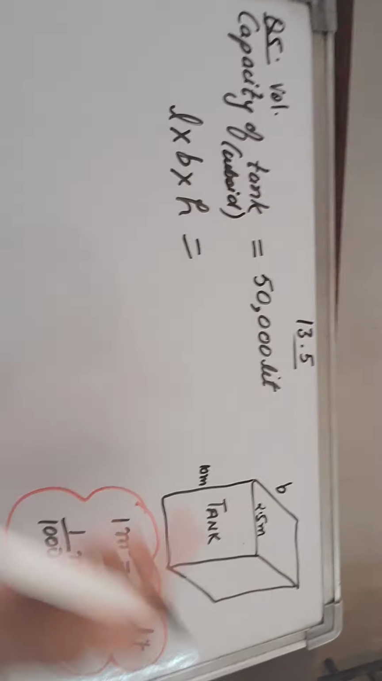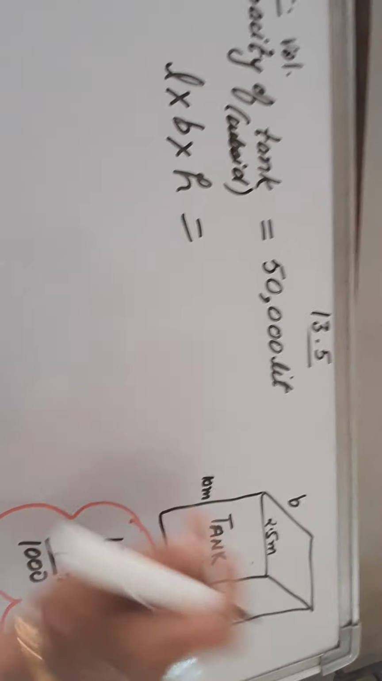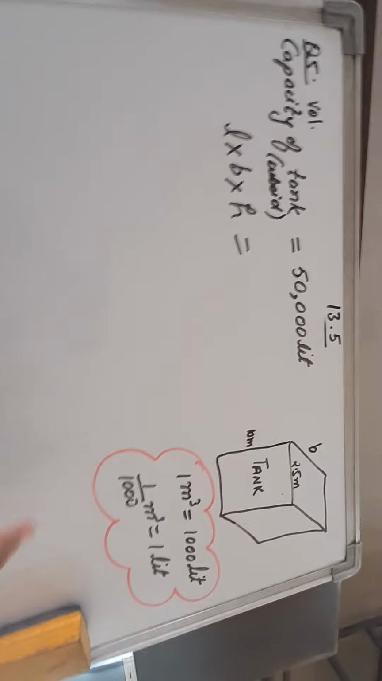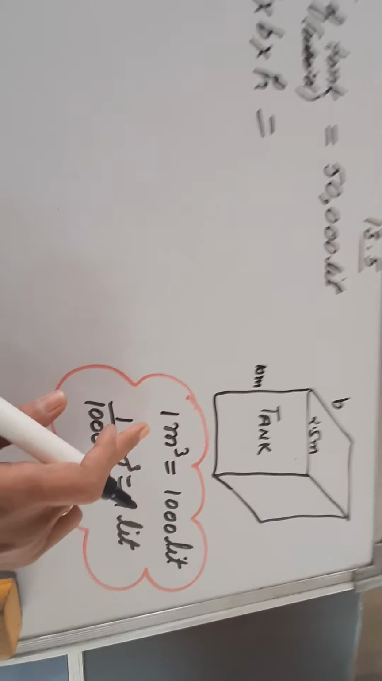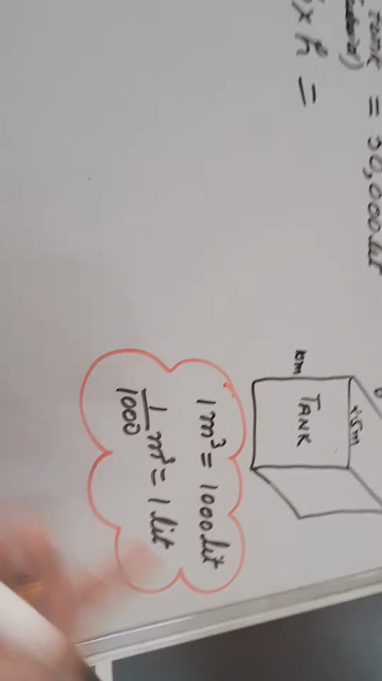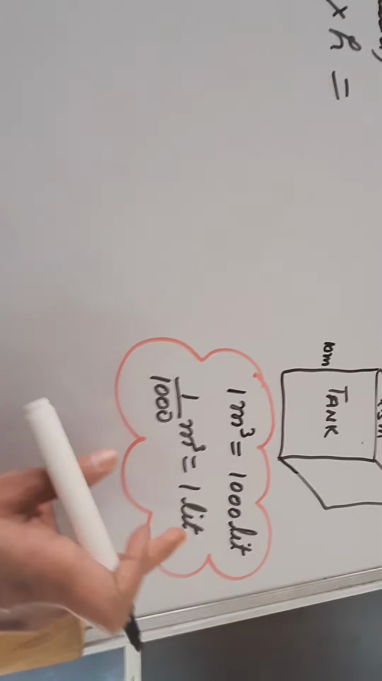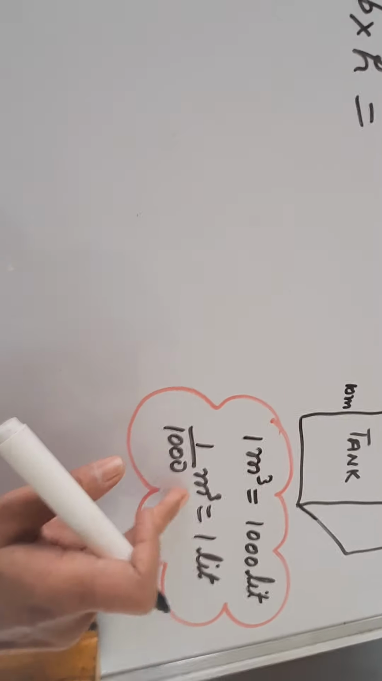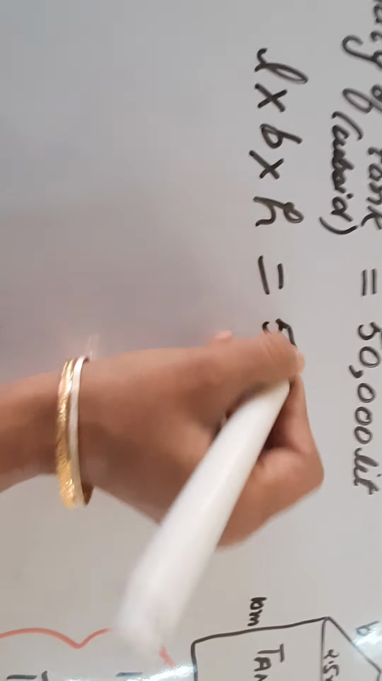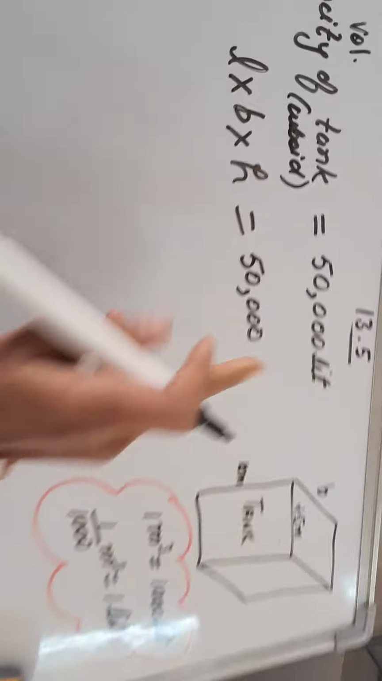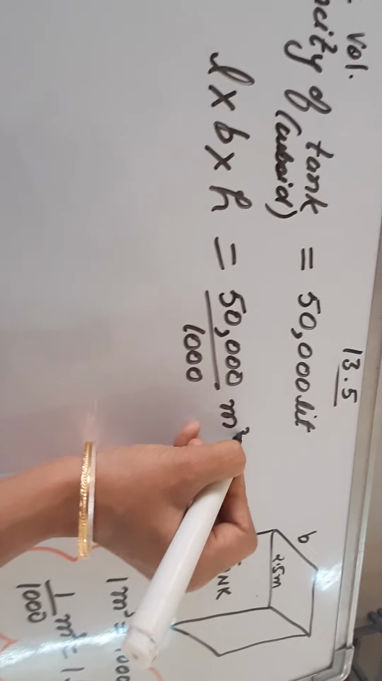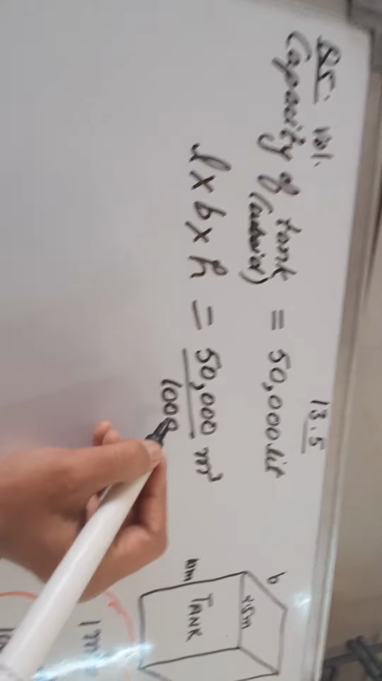But as I told you, the two dimensions are given in meters and the capacity is given in liters. So we need to convert these liters into cubic meters. And what is the relation between the two? 1 cubic meter is equal to 1000 liters, but we need to convert liter into cubic meter. So this 1000 will go in the denominator, means 1 liter is equal to 1 by 1000 cubic meter. So by dividing the given capacity by 1000, it will get converted into cubic meters.